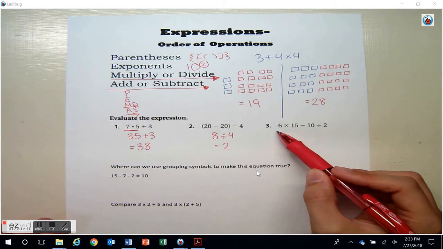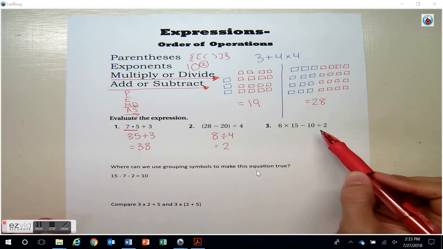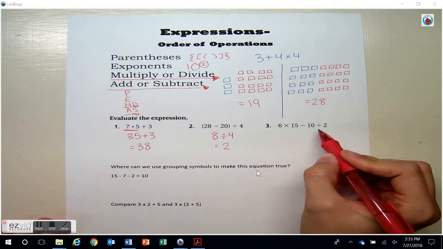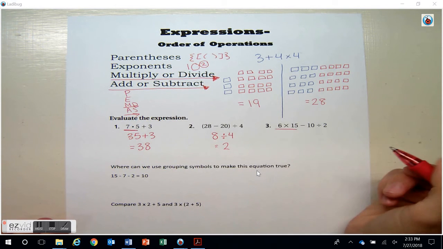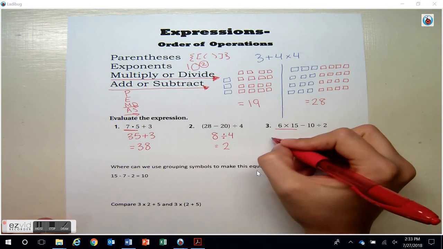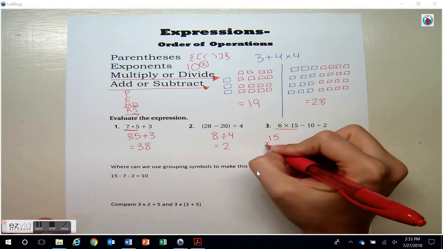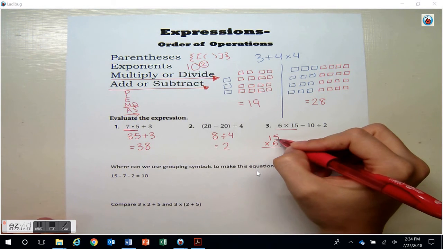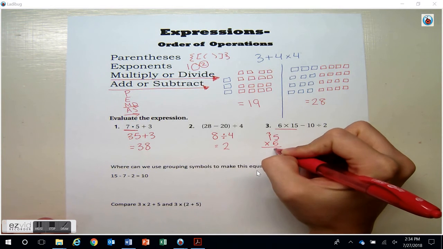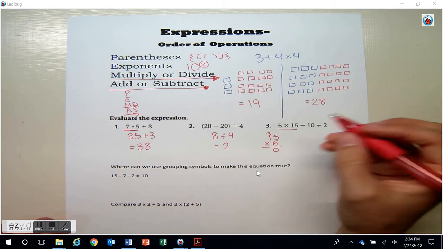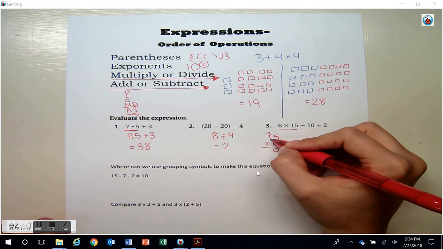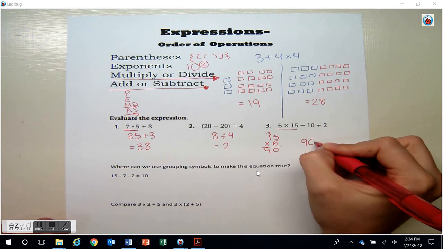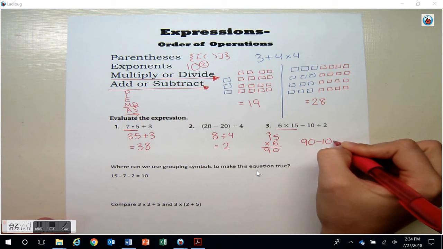Parentheses, no. Exponents, no. Multiplication or division, yes, I see both. I do the one on the left first. I don't happen to remember what 15 times 6 is, so I'm going to rewrite it so I can use my standard algorithm. 6 times 5 gives me 30, also known as 3 tens. 6 times 1 is 6, plus 3 is 9. So let's plug that into our problem, rewriting it.